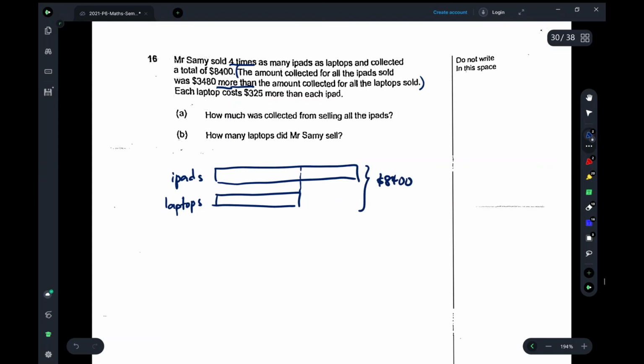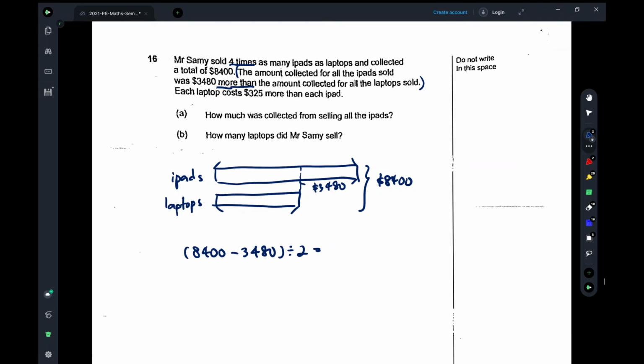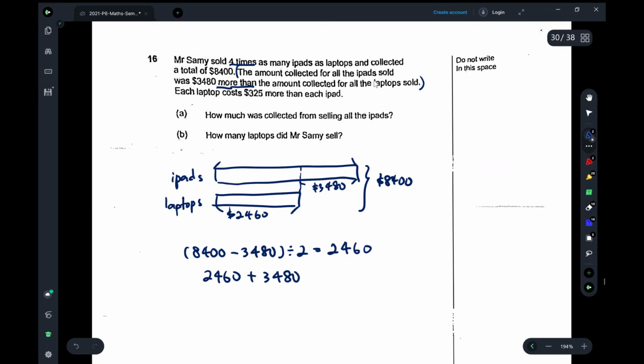Okay, I prefer to label at the bottom. 3480, so I can find the amount spent on iPads and the amount spent on laptops. This part is simple, alright? So minus 3480. After minus this part, I can divide by 2 to find what is laptop. 2460. So this part here is 2460 and I can find the iPad. 2460 plus 3480. Okay, 5940. So I spent a total of $5,940 on iPads. And I spent $2,460 on laptops.